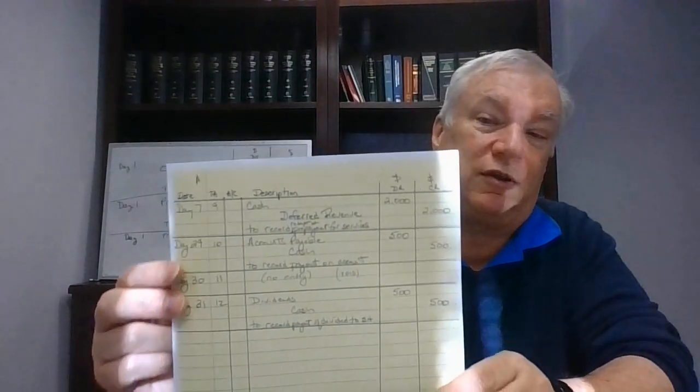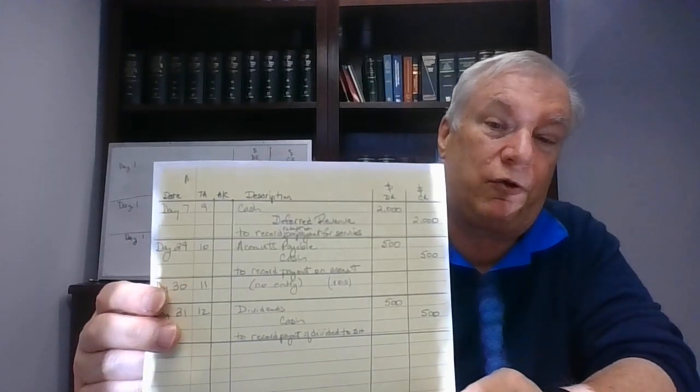We're learning GAAP. If we were just doing cash basis accounting, we'd go ahead and record that $2,000 as revenue. But because we haven't performed the services under GAAP, we can't recognize that revenue. So we have to set this up as a liability to offset the cash receipt. So we received cash. That's an asset, and that's $2,000.